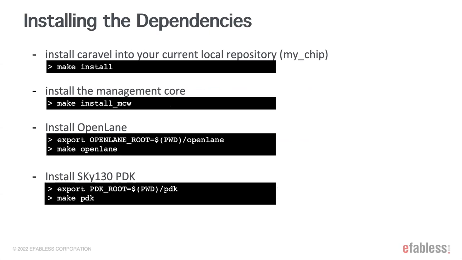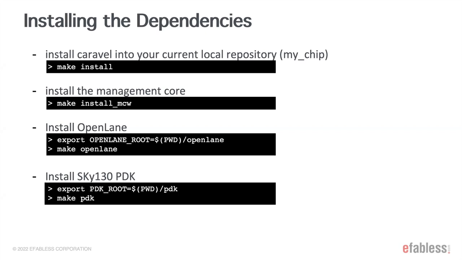So once you did this and you have your local repo, you can just go there and run make install, which will install Caravel into the current repo, and then make install MCW, which installs the management core. And the next step is to install OpenLane if you want to use OpenLane as your digital physical implementation flow.